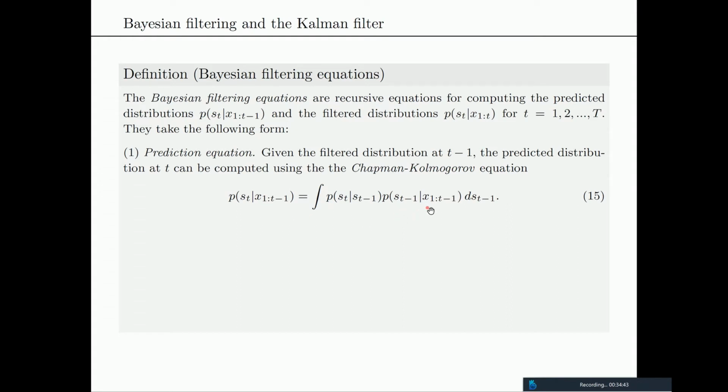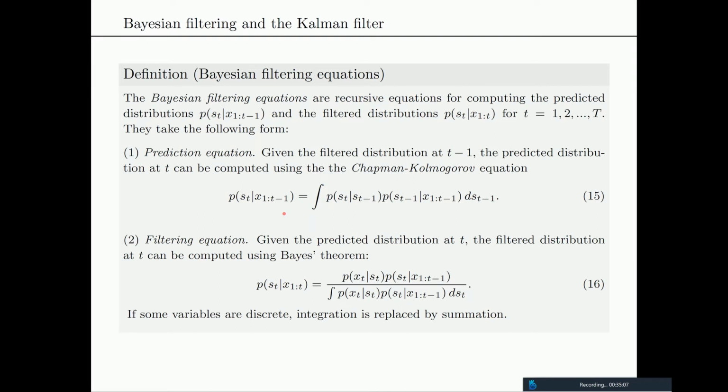Now, if you look at this, this is fairly straightforward. If you do the product here and get rid of this conditioning, then you have the joint distribution of s_t and s_{t-1}. Then you integrate out s_{t-1}, so you have only s_t given x_1 to t-1.